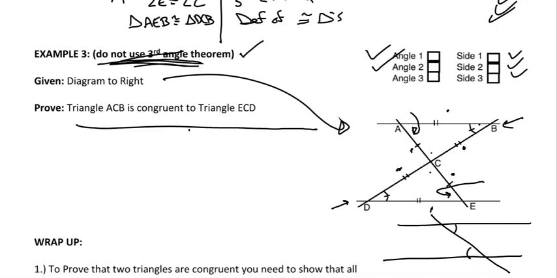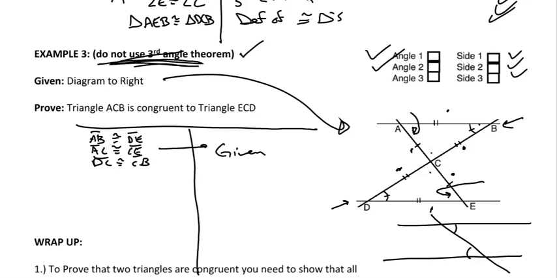This is how we're going to do it. We're going to state that AB is congruent to DE. Great. We know that AC is congruent to CE. Cool. And we know DC is congruent to CB, all because it is given. I've now checked my boxes for my sides. Cool. Then we know that angle B is congruent to angle D, given.